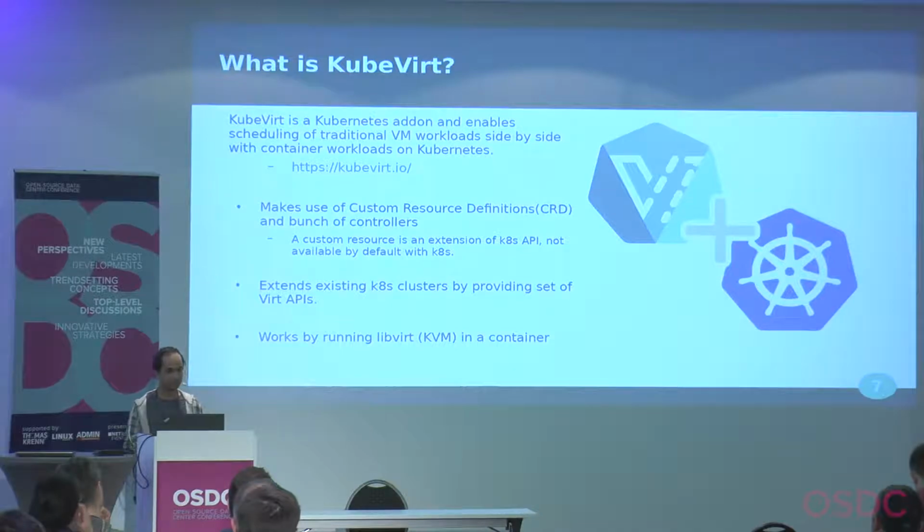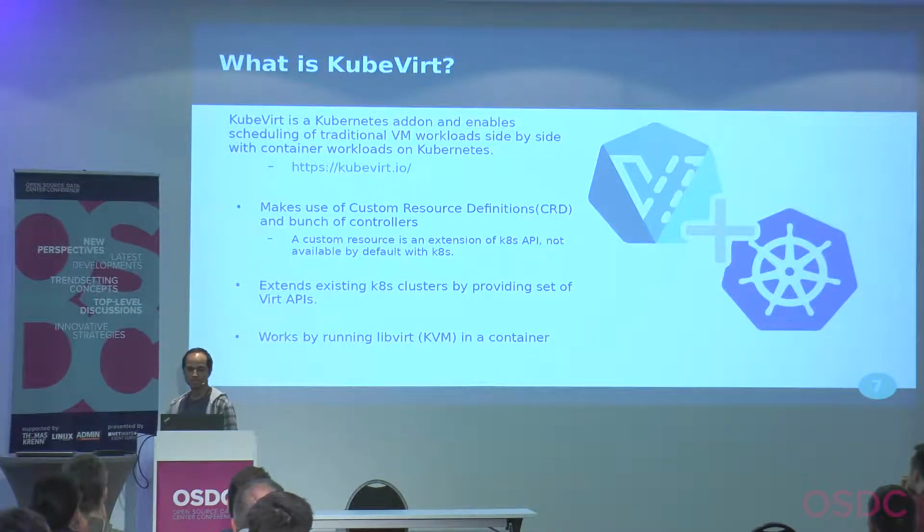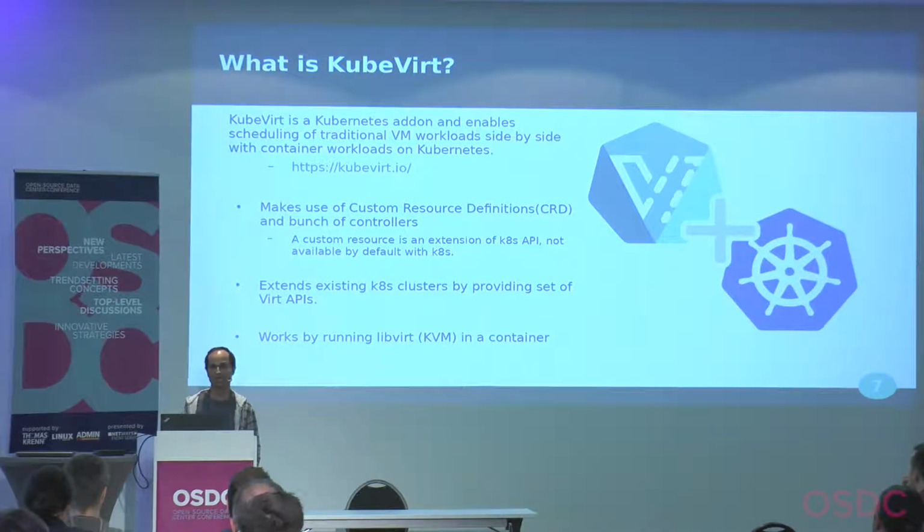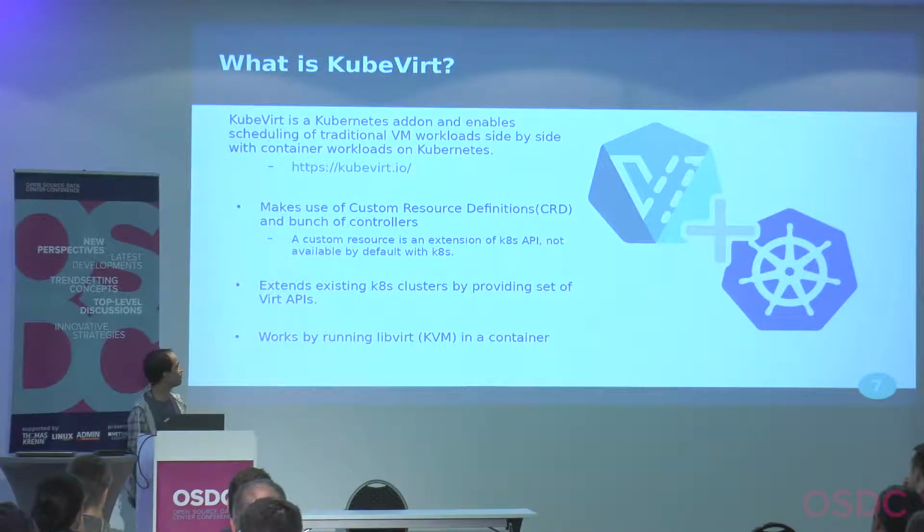So now let's look at what is KubeVirt. So KubeVirt is a Kubernetes add-on that enables scheduling of traditional VM workloads side by side the container workloads on Kubernetes. So it makes use of custom resource definitions and a bunch of controllers. So it extends the existing Kubernetes cluster by providing a set of Virt APIs. So it works by running libvirt KVM inside a container.